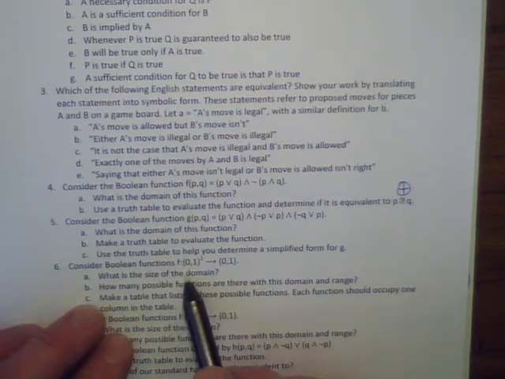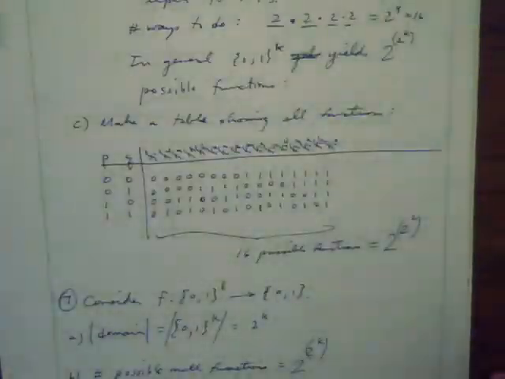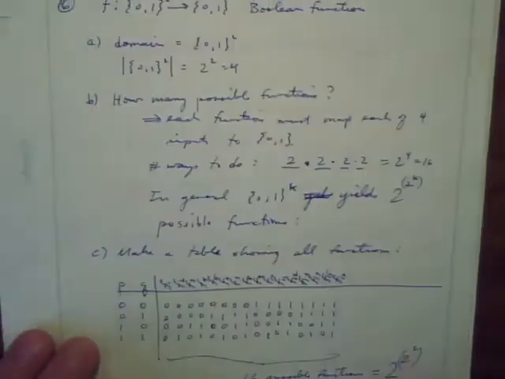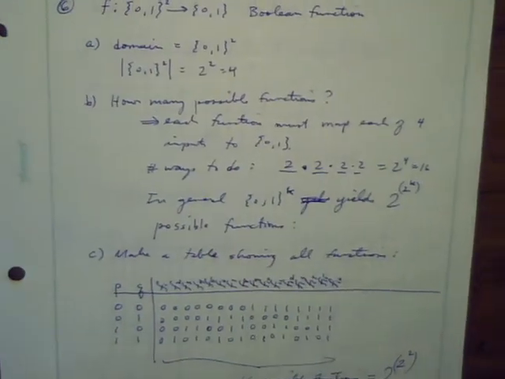What is the size of the domain? How many possible functions are there with this domain and range? And make a table that lists all possible functions. Each function should occupy one column of the table. This one has almost a whole page of an answer.